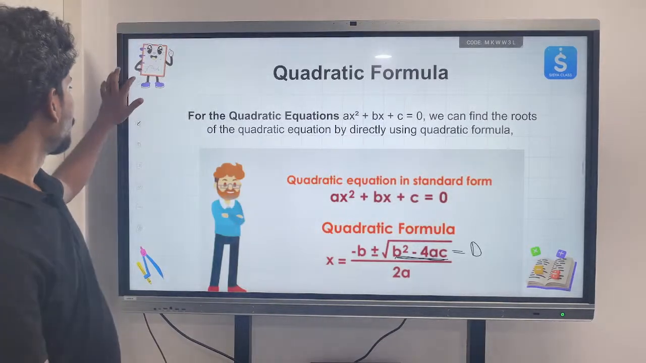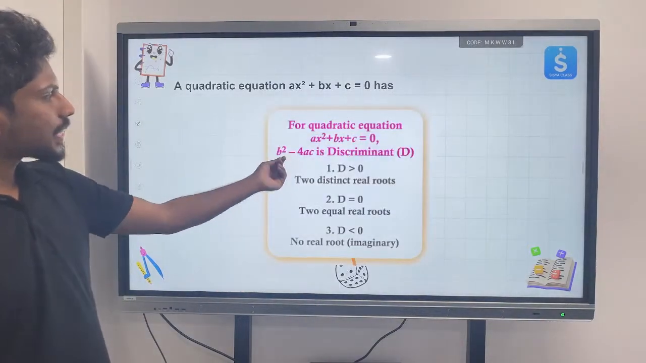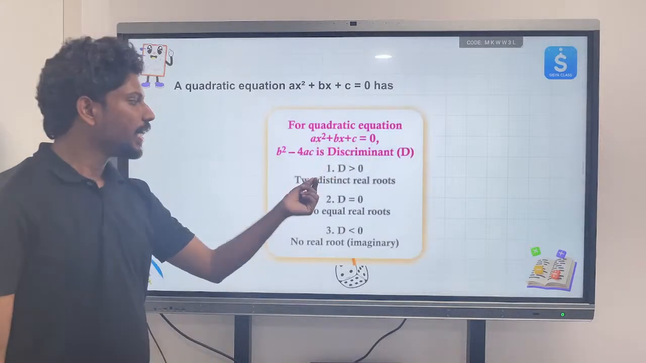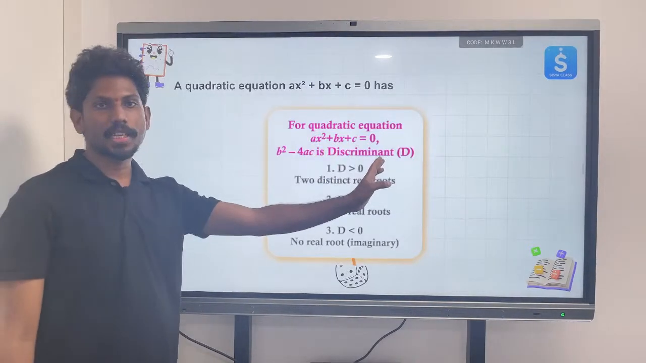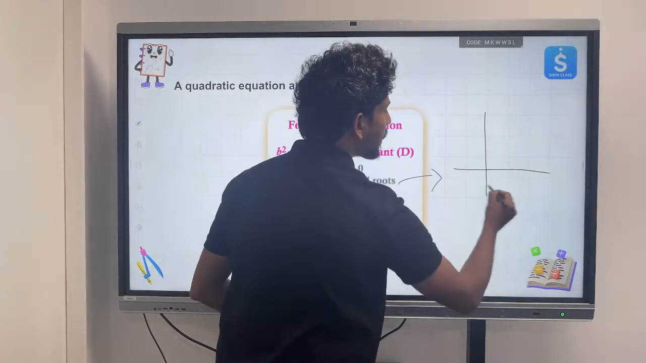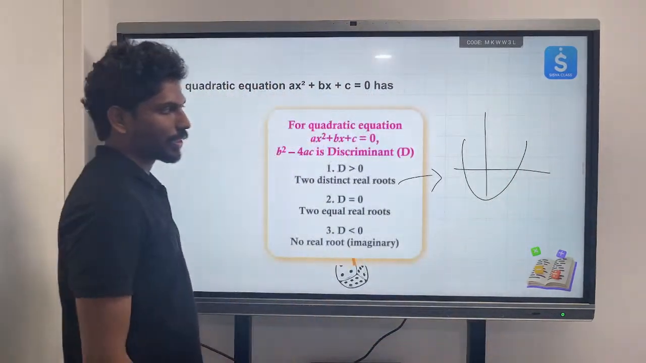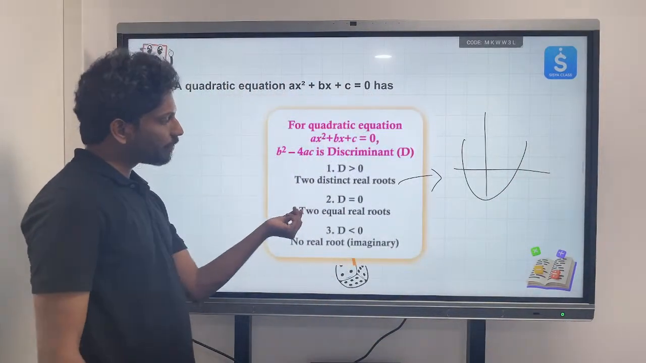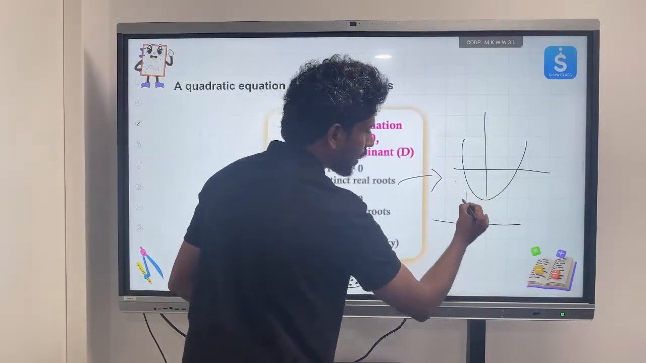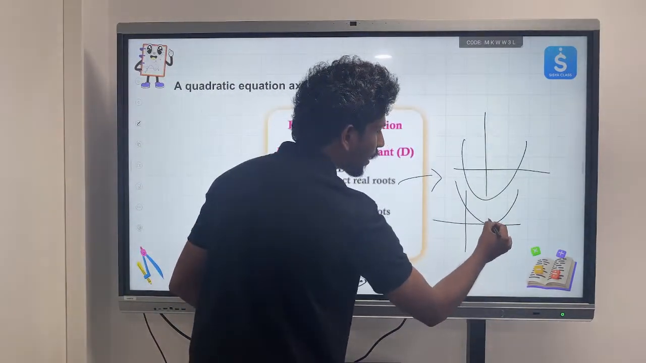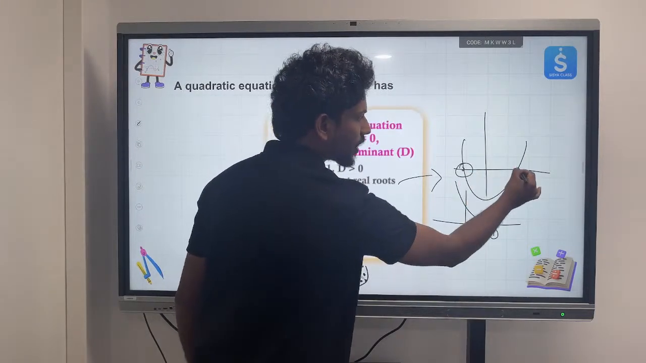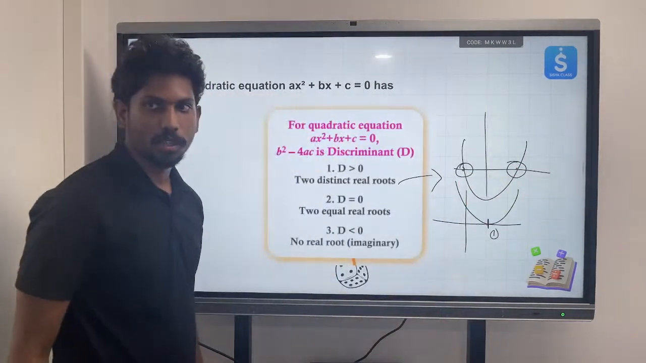Okay. Now, please see here. Just now I said what is this discriminant? D is nothing but b square minus 4ac. If d is greater than 0, we can say the roots are real and distinct. That means the parabola looks like this. If d equals 0, it is just touching at only one point, so the root is only 1. Here you can see there are 2 roots. This is how it looks graphically.